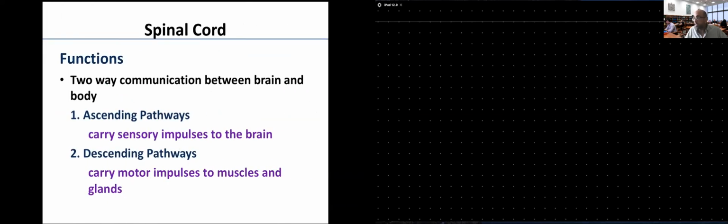Spinal cord is going to be a two-way communication between the brain and the body. I'm sending sensory impulses up to the brain. Those are the ascending pathways. And I'm conducting the motor signals down from the brain to my muscles and glands. And those are carried through the descending pathways. So the spinal cord is transporting sensory impulses up and motor impulses down.